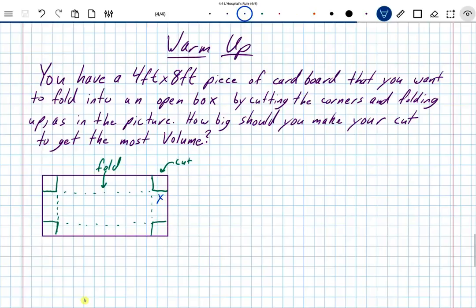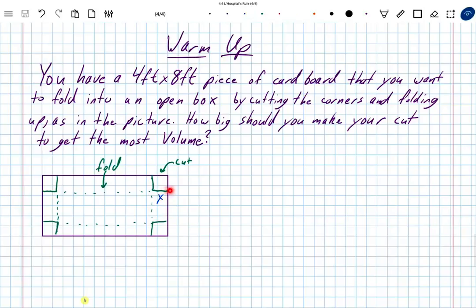The idea then is that I'm going to take this square out, and this square out, and this square out, and this square out. They're all going to be X by X squares. And then we're going to fold up along these dotted lines to create an open box that has no top. If I really wanted to, I could label each and every one of these X's. The other thing that's important here is that this is a 4 and this is an 8, which means that I actually know how long those dotted lines are as well. So this is going to be 8 minus 2x, and this is going to be 4 minus 2x.